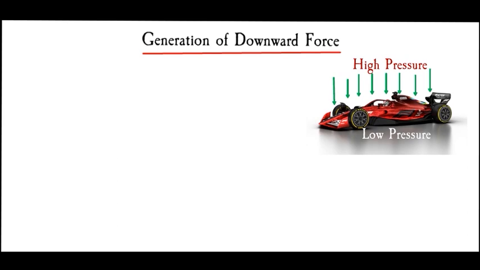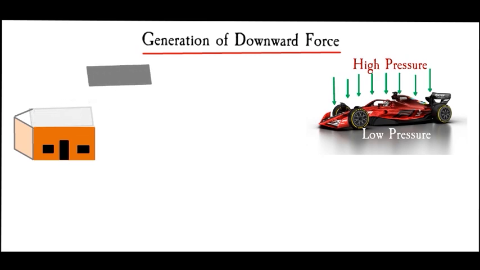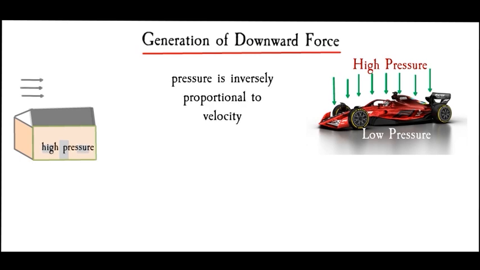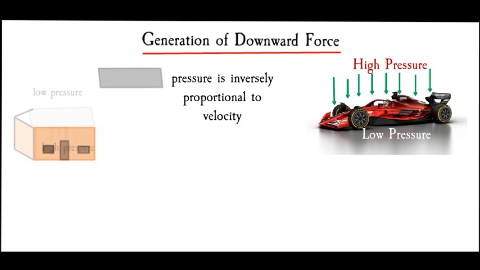Before that, let's talk about a phenomenon. When there are strong winds, we might have seen instances of house roofs being blown away. This is because inside the house the air is still and at high pressure, whereas the velocity of air is very high outside, creating a low pressure there. Force is experienced from a high pressure region to the low pressure region, that is from inside the house to the outside, which blows away the roof.